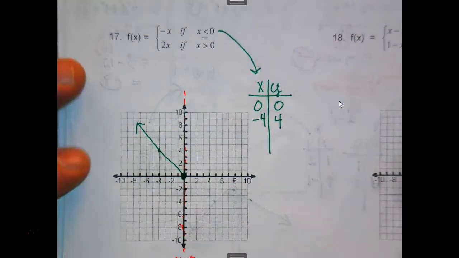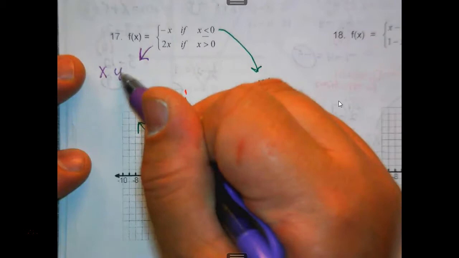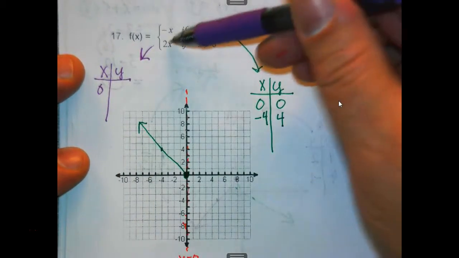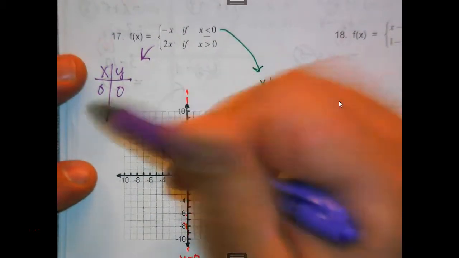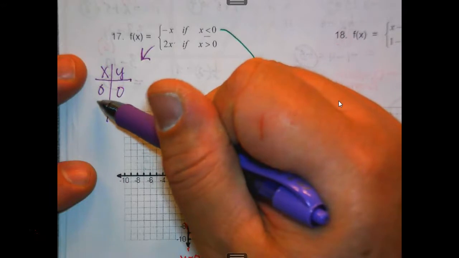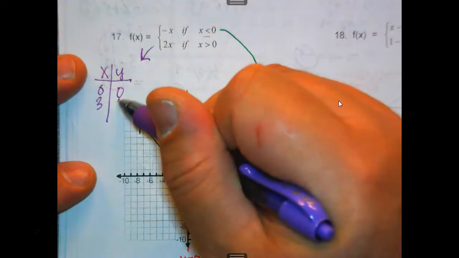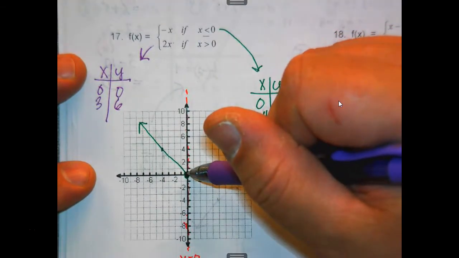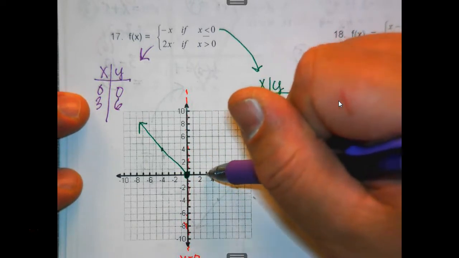And I need a t-chart for the other. Always start with your boundary point, which is 0. 2 times 0 is 0. Pick another point greater than 0. 3. 3 times 2 is 6. So I have 0, 0, and 3, 6.